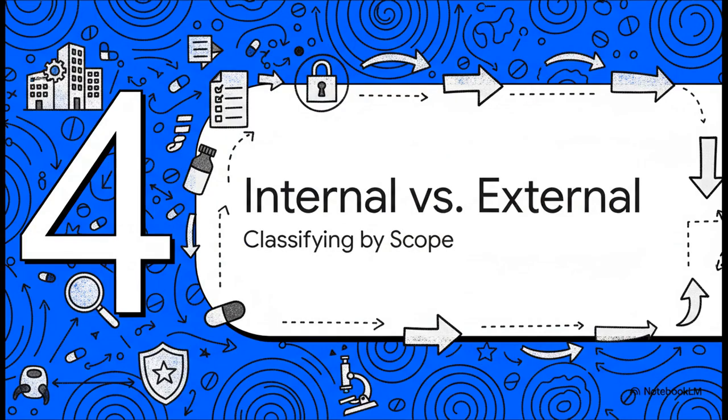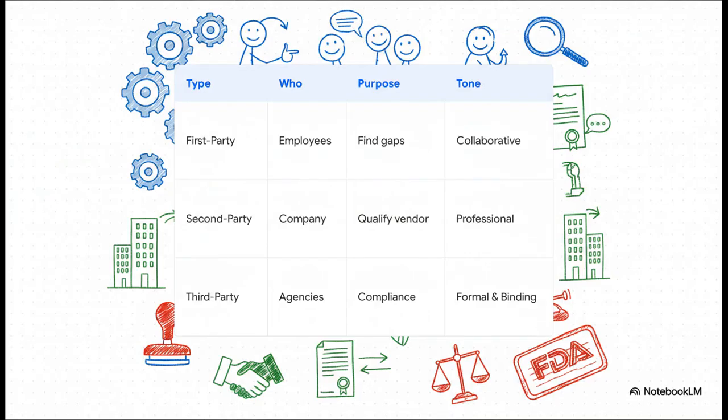Now, the specific relationship between those 3 players is what determines the type of audit we're talking about. So let's look at the 3 main ways they're classified. This table lays it out perfectly. A first-party audit is internal. That's you auditing yourself. The goal is to find your own gaps before a regulator does. It's meant to be collaborative.